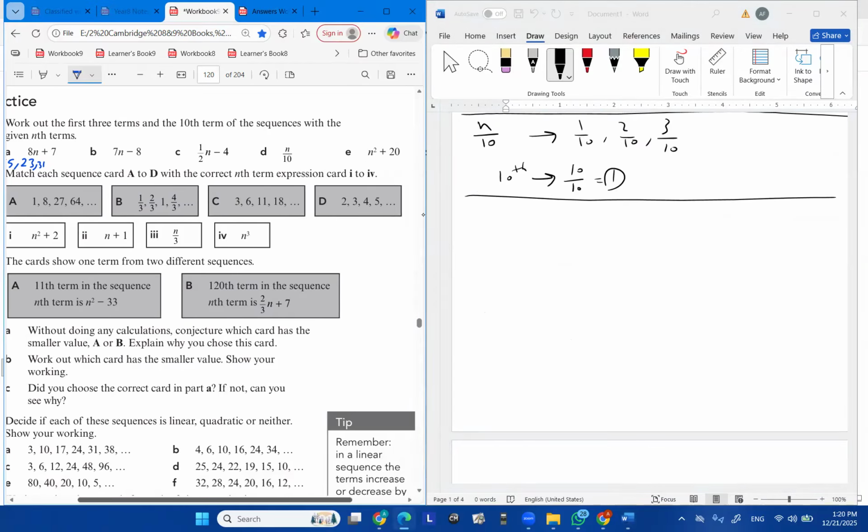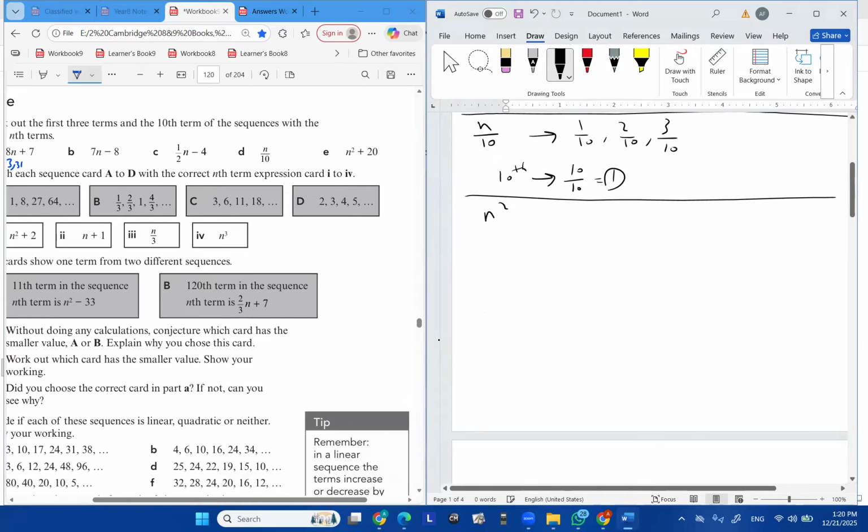The next question here, n squared plus 20. The first three terms, 1 squared, which is 1 plus 20, equals 21. 2 squared is 4 plus 20 is 24. 3 squared is 9 plus 20 is 29. Then I have here the 10th term. 10 squared is 100 plus 20 is 120.